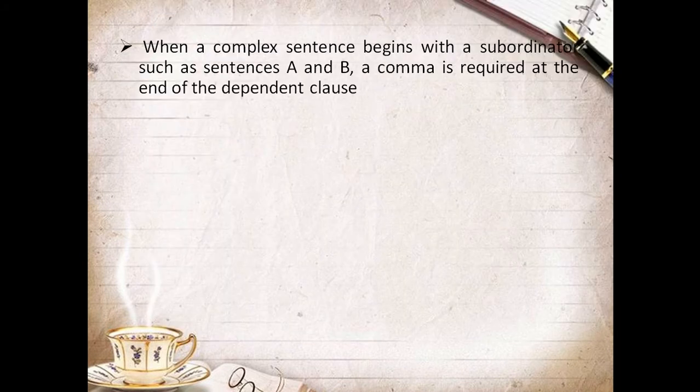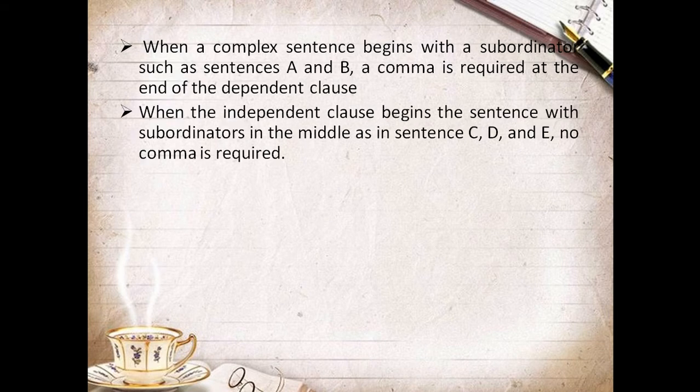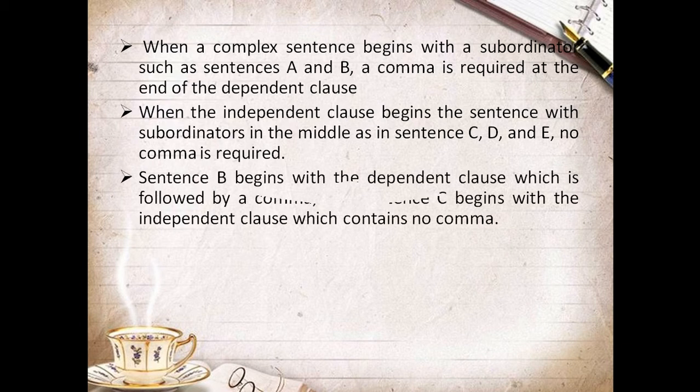Remember, first, when a complex sentence begins with a subordinator, such as sentences A and B, a comma is required at the end of the dependent clause. Second, when the independent clause begins the sentence with the subordinator in the middle, as in sentences C, D, and E, no comma is required. Third, sentence B begins with the dependent clause, which is followed by a comma, and sentence C begins with the independent clause, which contains no comma.